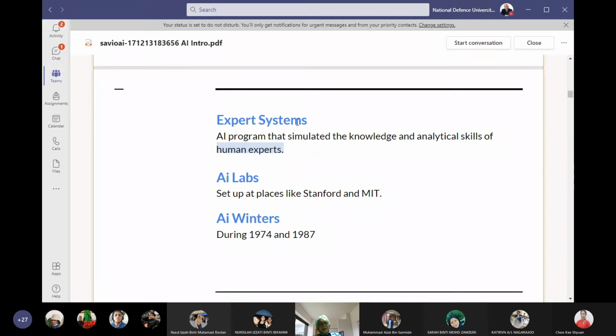MYCIN is to diagnose patients, what kind of disease the patient is having. Nowadays, you can diagnose COVID-19 by looking at the symptoms of the patient, and then this software can conclude whether the patient has COVID-19 or not, okay?